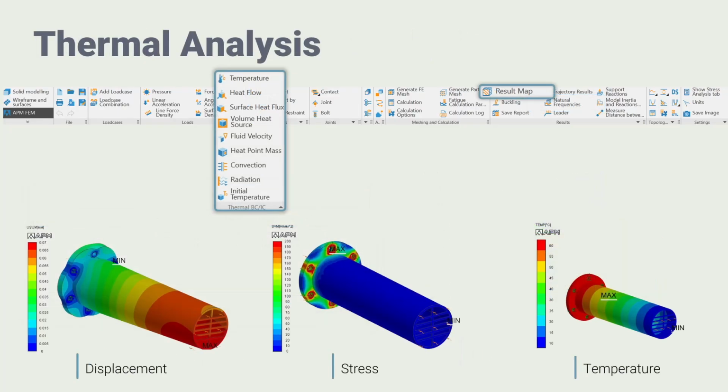APMFEM is also capable of performing steady-state heat transfer analysis in the base version and transient heat transfer in the professional version. APMFEM allows you to define all required thermal boundary conditions. This analysis can be performed independently if you need to evaluate the temperature distribution within your structure, or you can first run a thermal analysis and then incorporate its results into a subsequent static analysis.